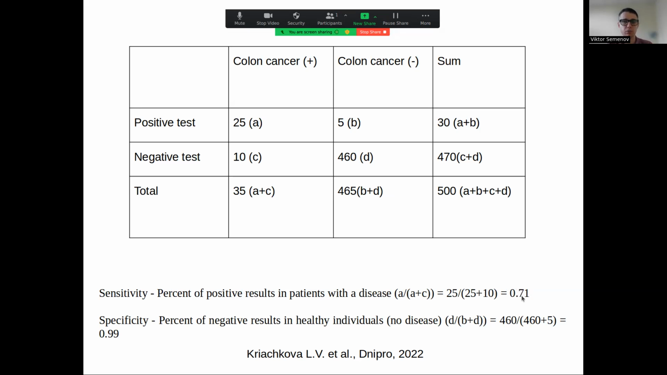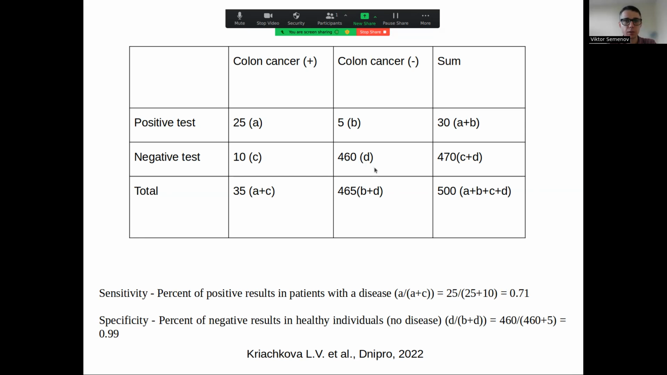It's better than just random guessing. It's more than 0.5, but still we understand that we would like to have a test with better sensitivity. We'd like to have a test which will catch as many people with the disease as possible, and also pay attention to people who received a negative test.